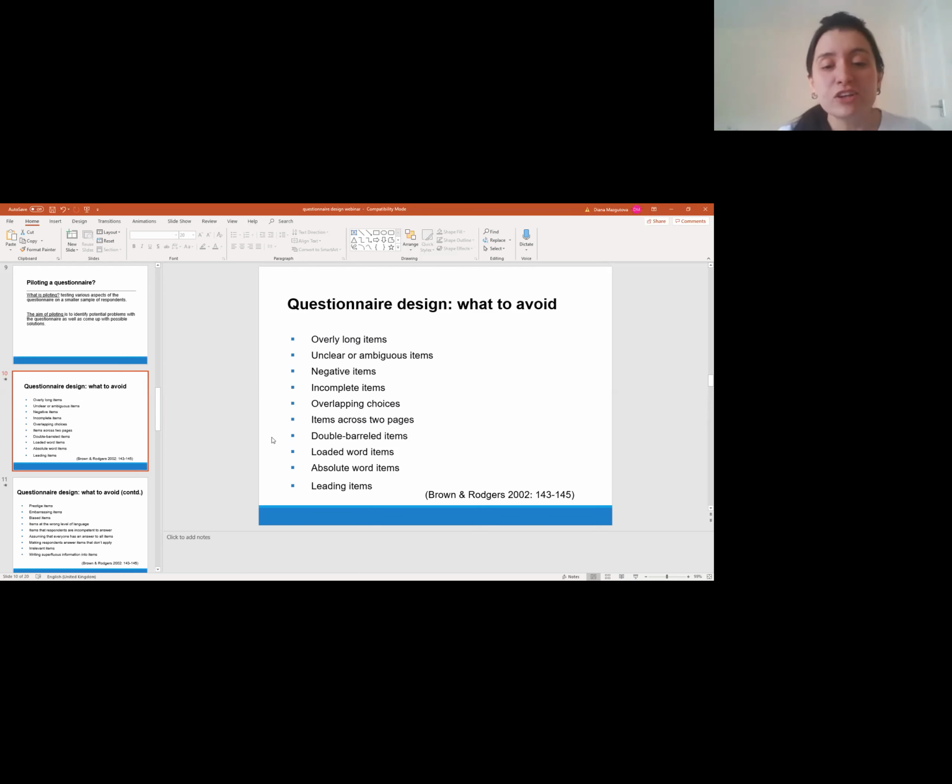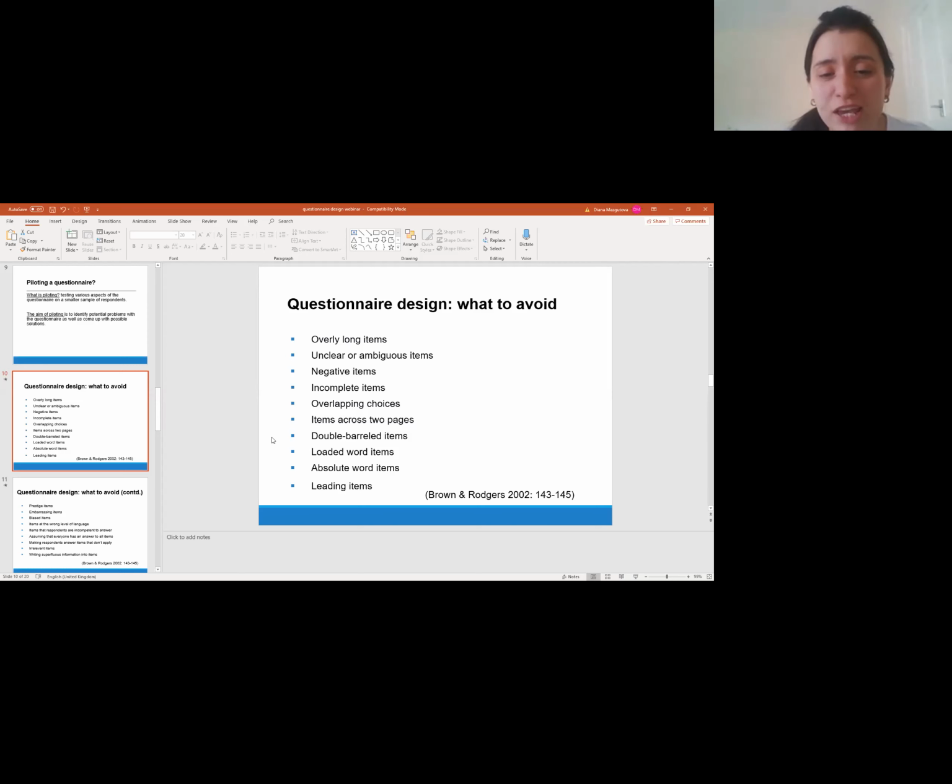Overlapping choices. This is a very important one. For example, in factual questions, let's say when we're talking about the age of participants and you're asking, how old are you? You might give options like 18 to 24, 24 to 30, 30 to 35. If the participant is 24, which one do they choose, option 1 or option 2? So you need to have them mutually exclusive rather than overlapping. Avoid overlapping options: 18 to 24, 25 to 30, 31 to 35, for example. It's just a simple example for you.